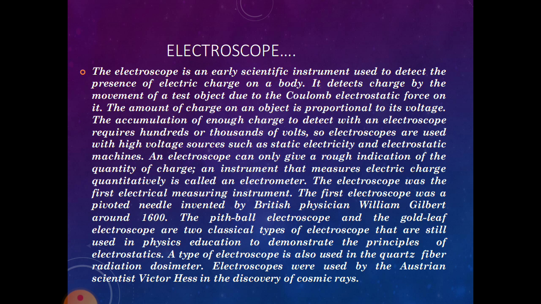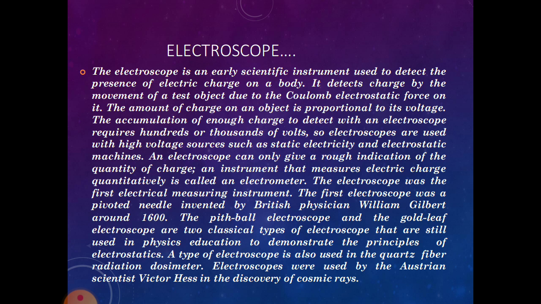Let's learn about electroscope. The electroscope is an early scientific instrument used to detect the presence of electric charge on a body. It detects charge by the movement of a test object due to the Coulomb electrostatic force on it. The amount of charge on an object is proportional to its voltage. The accumulation of enough charge to detect with an electroscope requires hundreds or thousands of volts. So electroscopes are used with high voltage sources such as static electricity and electrostatic machines.